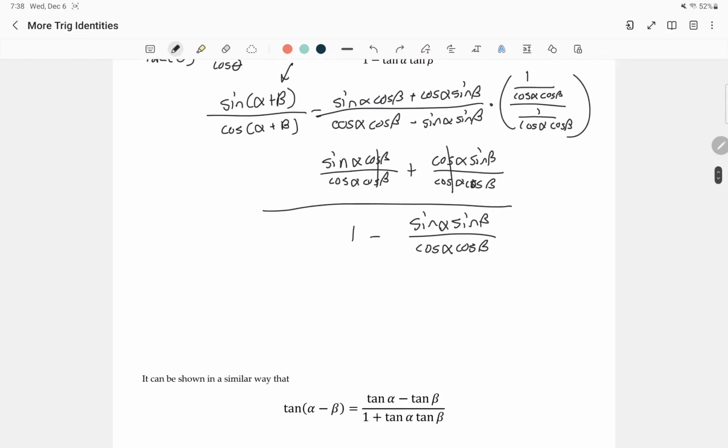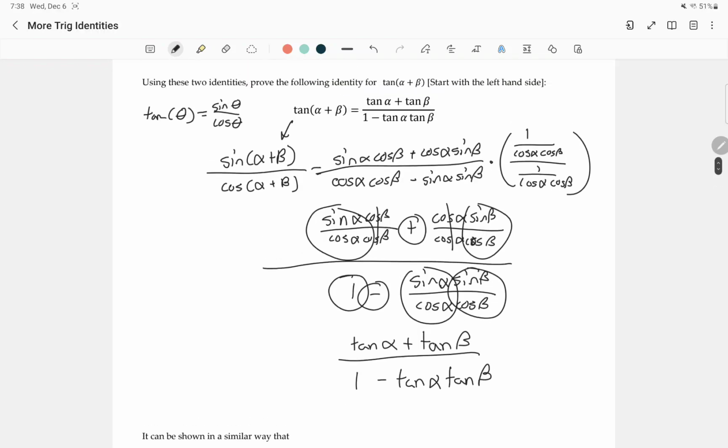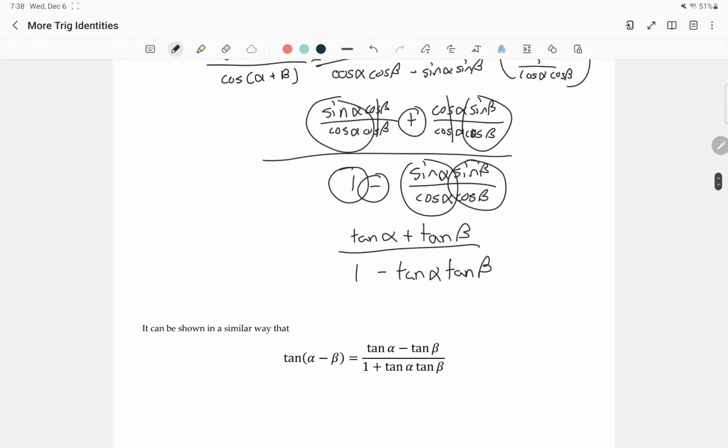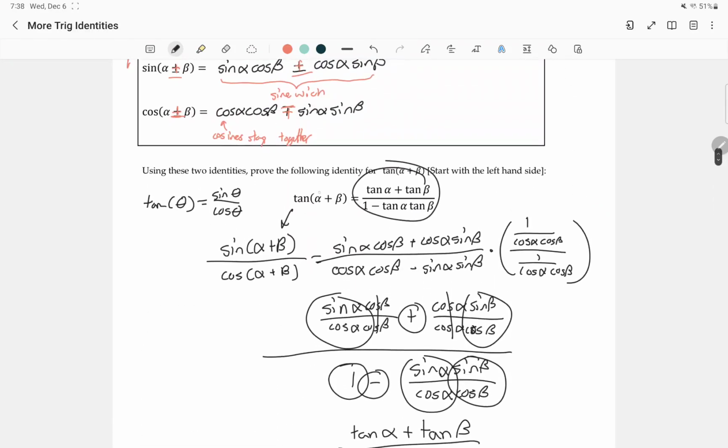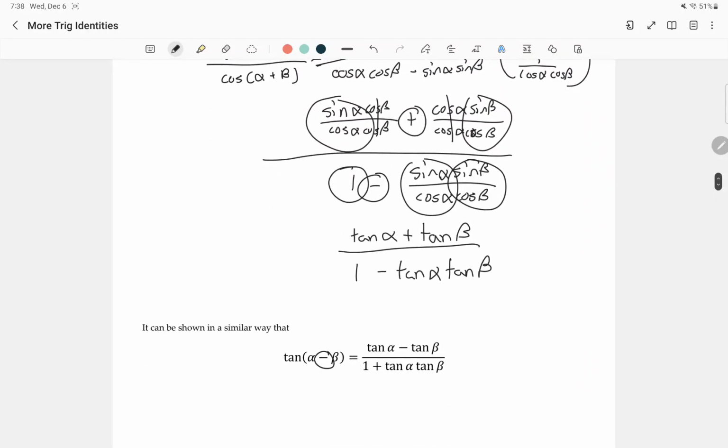So if we continue, we're going to get tangent alpha plus tangent beta over 1 minus, and then we have our tangent alpha times tangent beta. And we can confirm that's equal to this. And obviously, we can use this exact same example to find it when it's negative on the inside. And notice how when it's negative on the inside, the top is negative, so these are matching. And then when it's negative on the inside, the bottom is positive, so these are not matching.